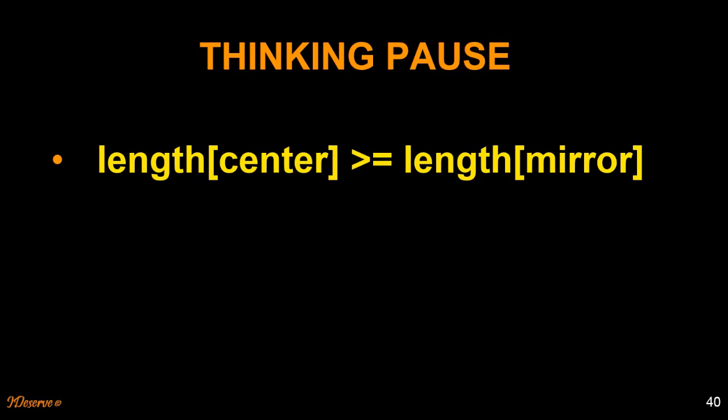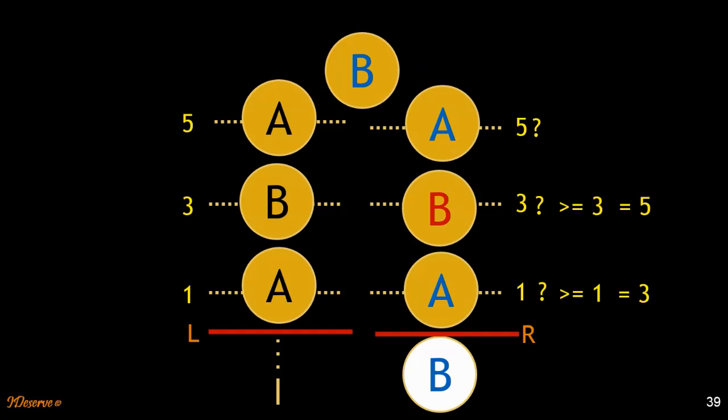Now let's take a thinking pause again. The length at the center on the right hand side is greater than or equal to the length of the mirror. It is not just equal to, it is greater than or equal to. So once you copy the length of the mirror, you have to start expanding from the end of that length. Basically, once you have 3, you know that the palindrome centered at B is at least of length 3. That's why we start comparing from the ends of that particular mirror length that we copied. So we just compare B and B, we don't compare A and A, and then we get a length of 5.